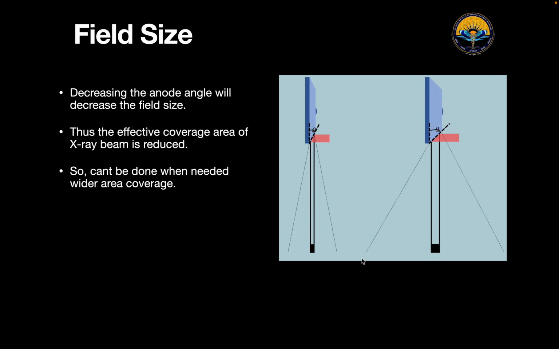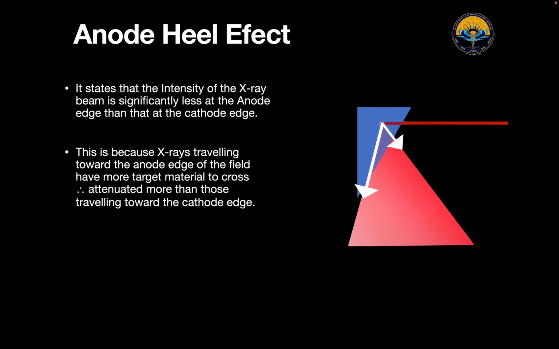We cannot decrease the angle too much, and we cannot decrease the actual focal spot too much either. The angle which we normally keep is approximately 6 to 20 degrees. And now coming to the anode heel effect.